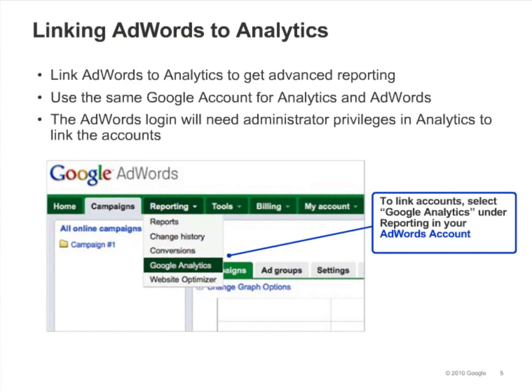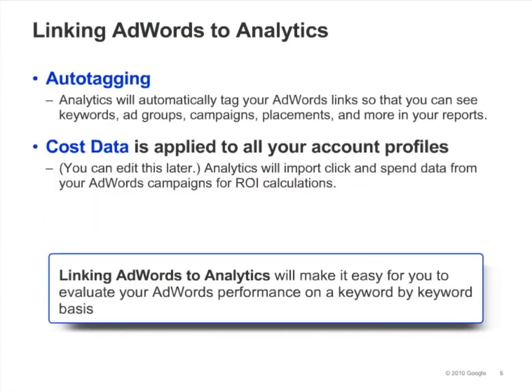By linking Google Analytics to your AdWords account, you can get advanced reporting that measures performance and ROI for your AdWords campaigns. Within AdWords, select Google Analytics under the Reporting tab to link your accounts. The AdWords login that you're using will need administrator privileges in Analytics in order to link the accounts. If you don't already have an Analytics account, you'll be able to create one. When you link your accounts, you should enable destination URL auto-tagging.